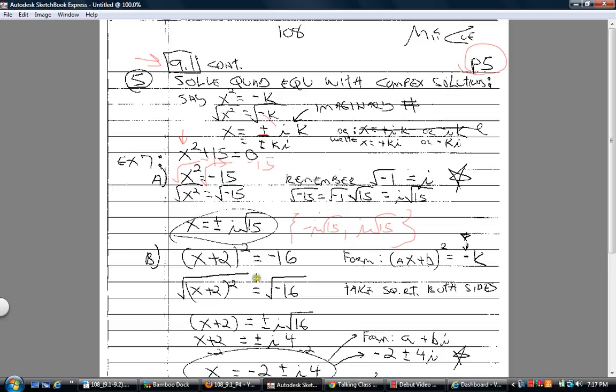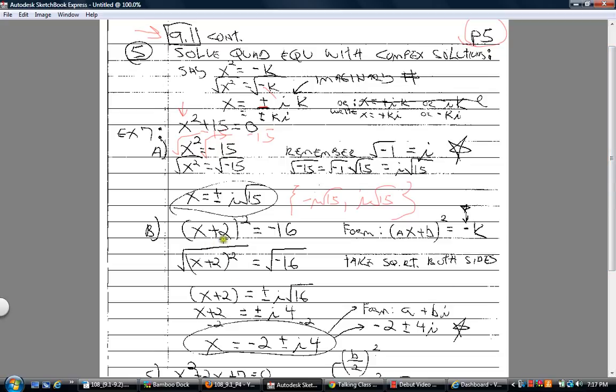Okay, let's try another example. We look at example B. We've got a binomial squared equals negative 16. That negative should catch your eye a little bit. So we ask, what can we do to isolate the x? It's a parenthesis squared, so take the square root on both sides. We show that work. What drops down is the base, so you get x plus 2.